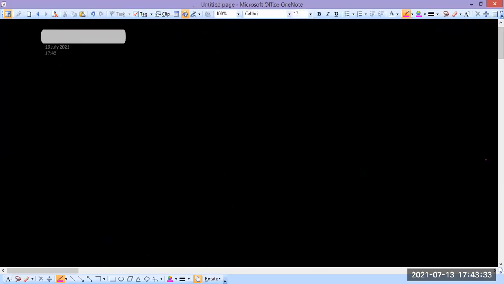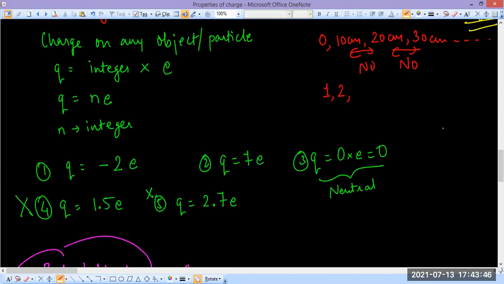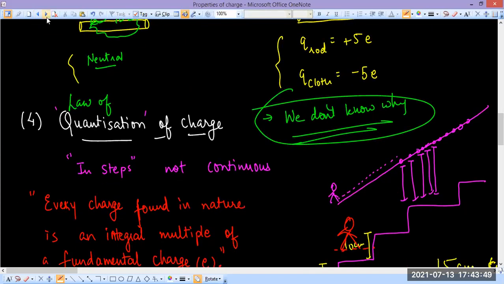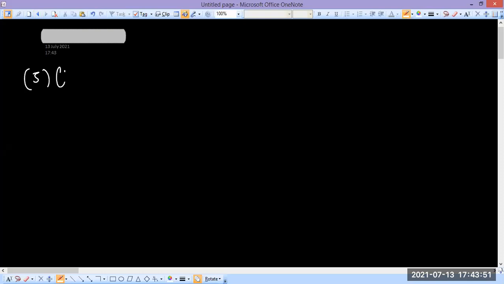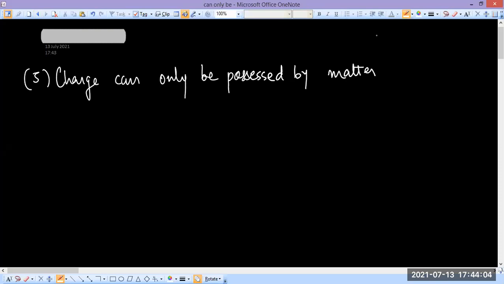Now let's go over to the next thing. You could say it's a property of charge also, but I'm not sure whether this is given in your book. This was number 4, so you could put a next one, number 5. Charge can only be possessed by matter. I explained this earlier in the morning as well.